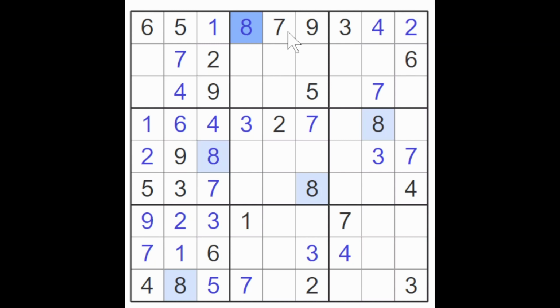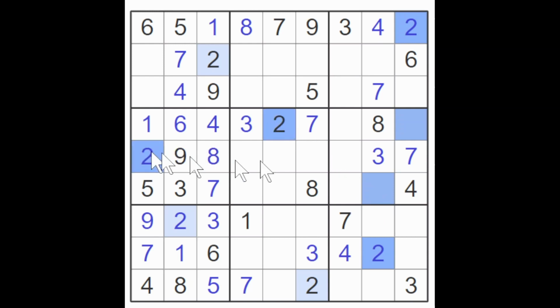Let's see. We got this 2 blocking these cells. We got these 2's blocking this cell and this cell. Therefore, this must be a 2. And now in combination with the 2 up here, these 2 cells are blocked. And these 2 cells block these 2 cells here.